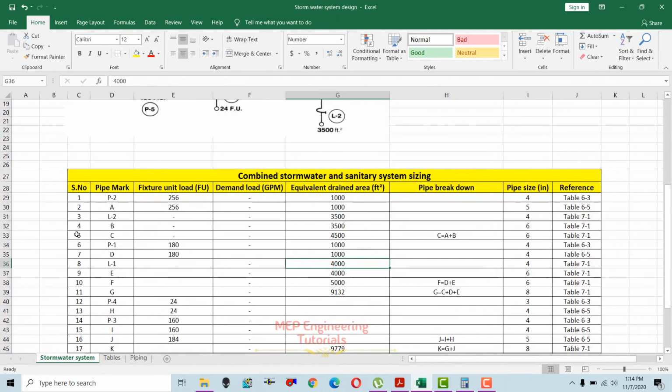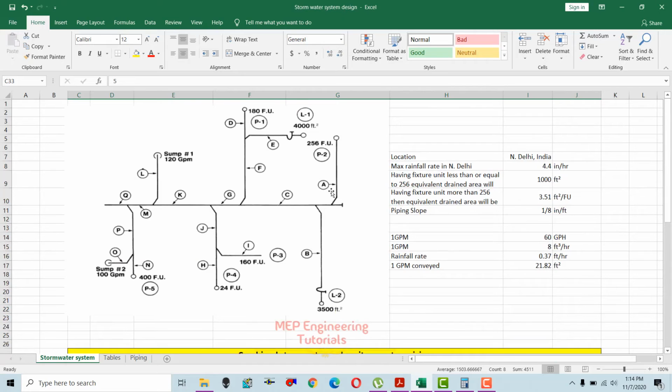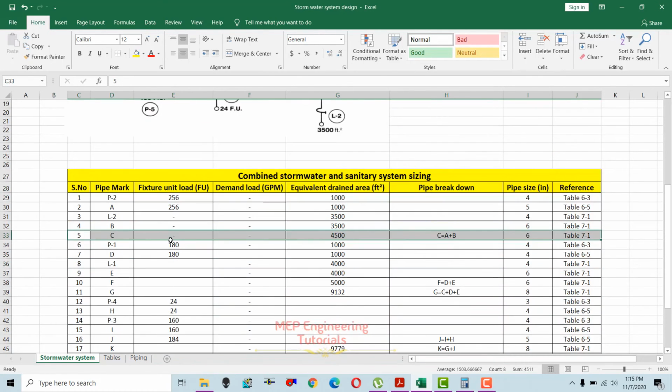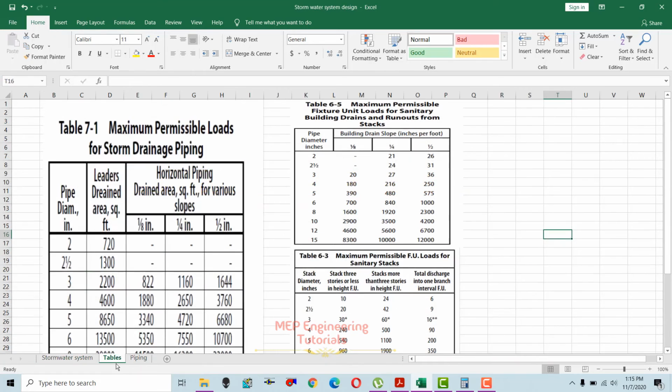So total now here is 4500 fixture units. It is a combined system for stormwater and sanitary system. So we're going to use table 7-1 to do the pipe sizing at point C or section C. So C section 4500 square feet, use table 7-1 again.